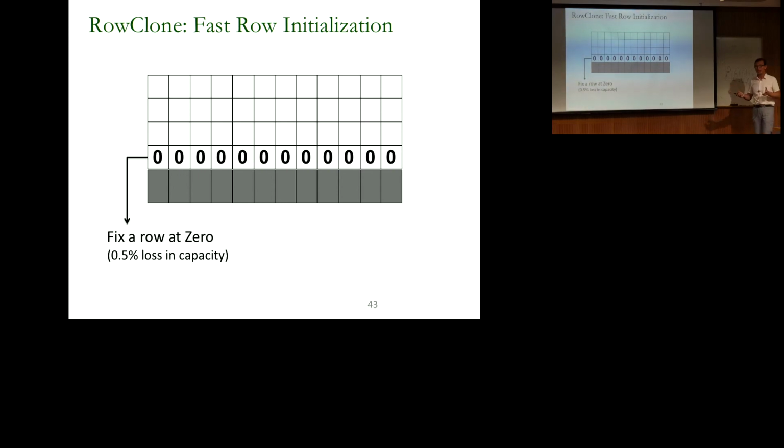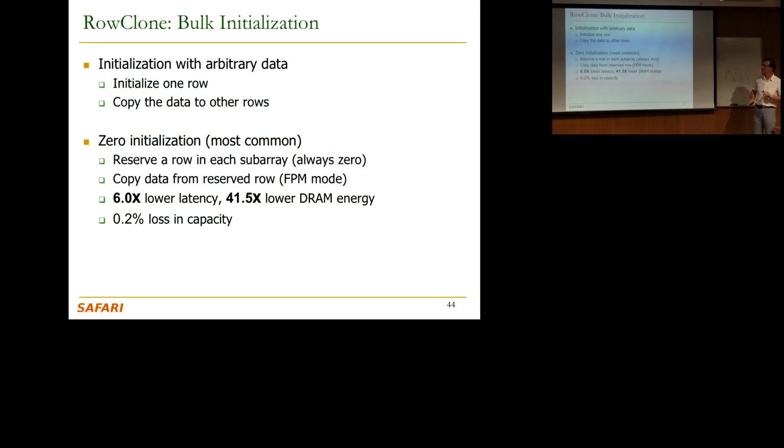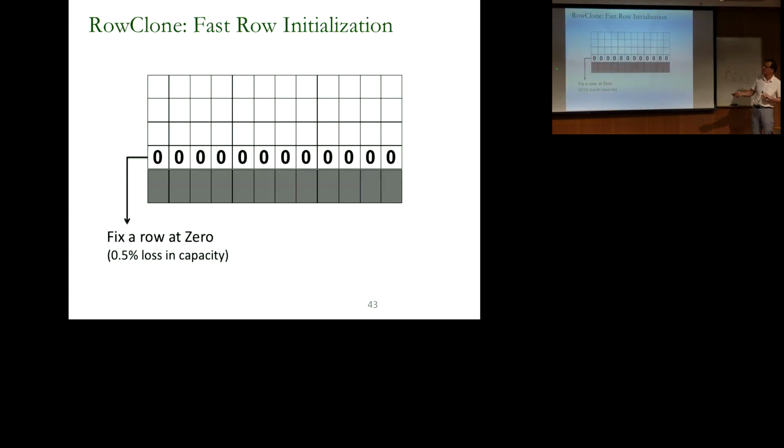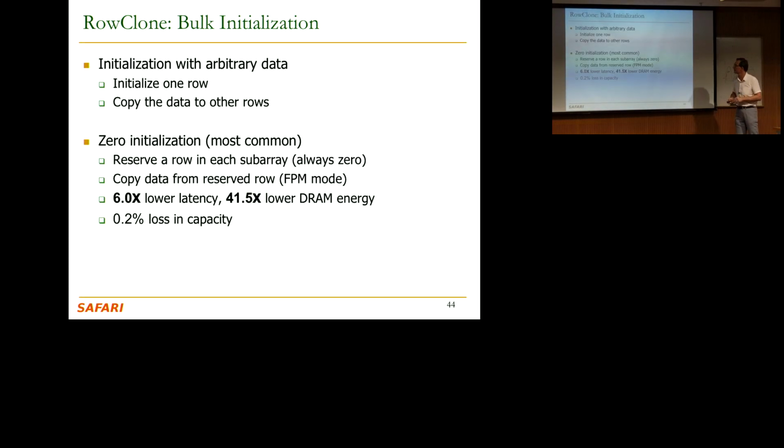And initialization, as I said, is a special case of copy. If you actually are doing a lot of initialization, you may want to fix a row at all zeros in DRAM. It leads to a small loss in capacity. Actually, you may change the sense amplifier to be able to do that also, which I'm not going to talk about over here. But basically, you copy it to different rows. If you're initializing your entire memory to all zeros, for example, you just need to do copying. And maybe there are other primitives that you can develop in DRAM to do that zeroing more easily.